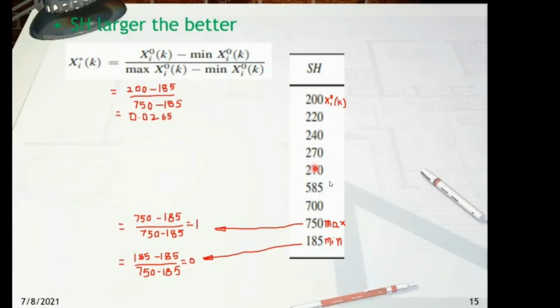And we'll see again for maximum, which is the maximum value, what is the value. So for maximum, it is getting 1. For minimum, it is 0. Because the larger the better, so maximum we are getting 1 and minimum we are getting 0. So it is ranging from 0 to 1. So we are normalizing between 0 and 1.